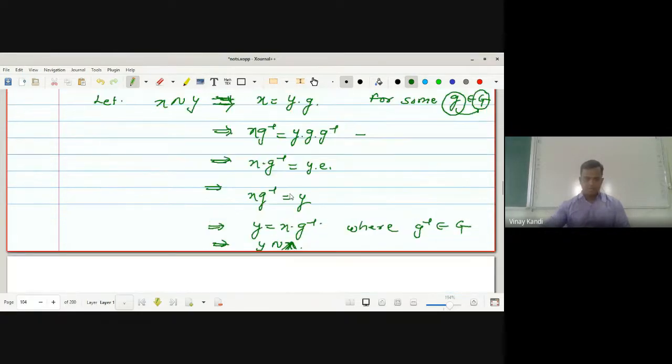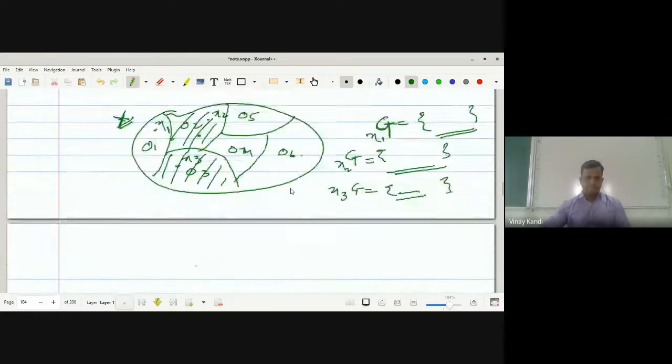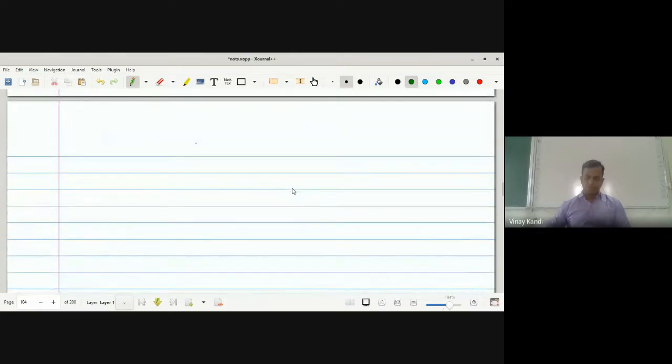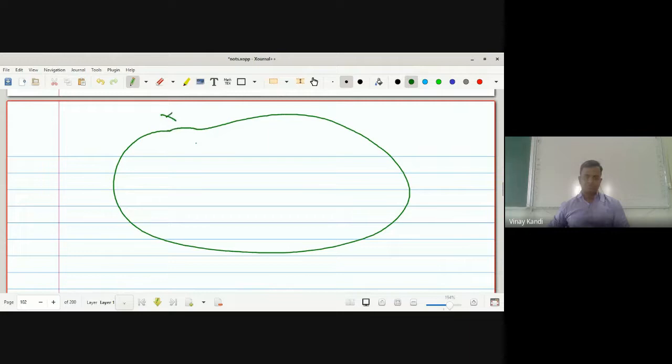Example: suppose this is the capital set X, in which there are finite elements. Suppose it is x1, x2, x3, x4, x5, up to xn.